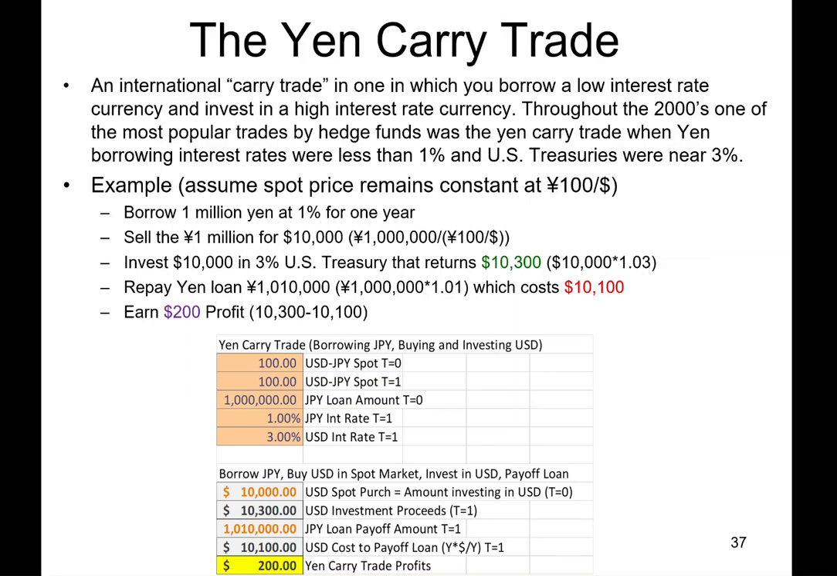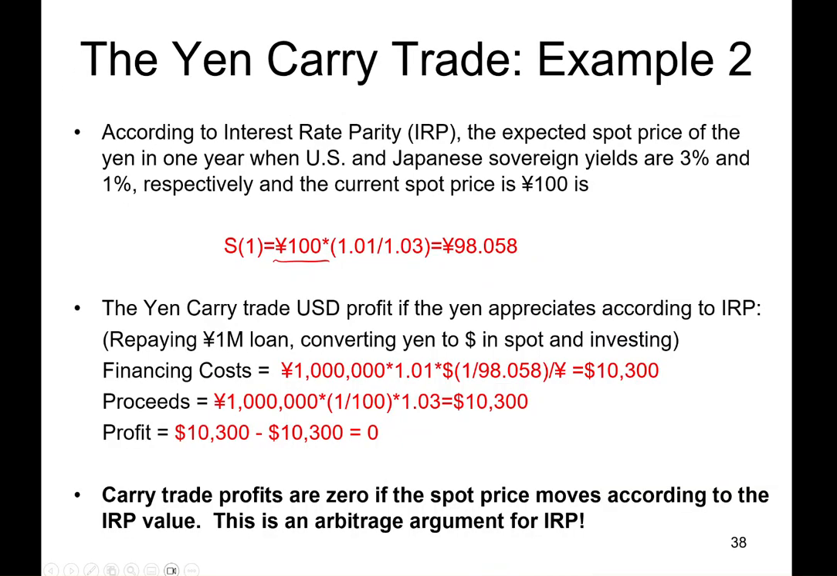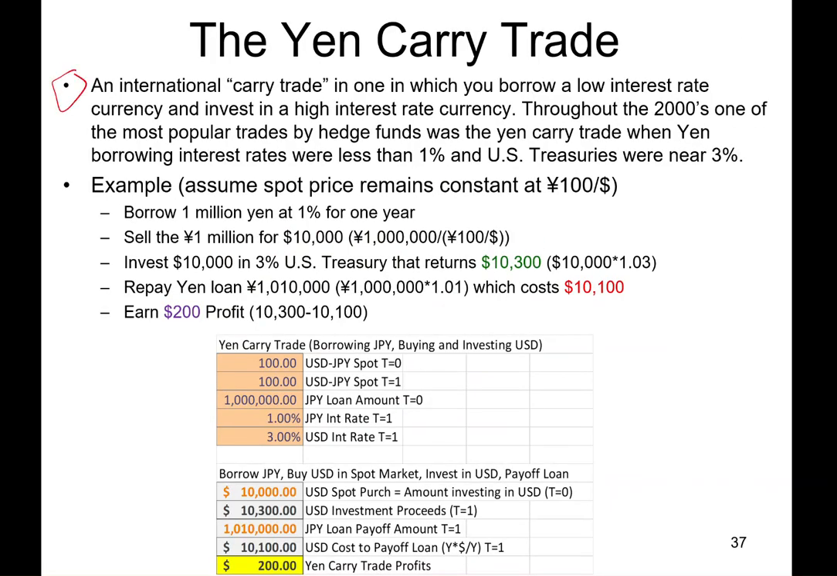An international carry trade is one in which you borrow a low interest rate currency and invest in a higher interest rate currency. Throughout the 2000s, one of the most popular trades for hedge funds was the yen carry trade, when yen interest rates were about 1% and US treasuries were near 3%. If I can borrow at 1% and invest at 3%, that seems like a money machine.